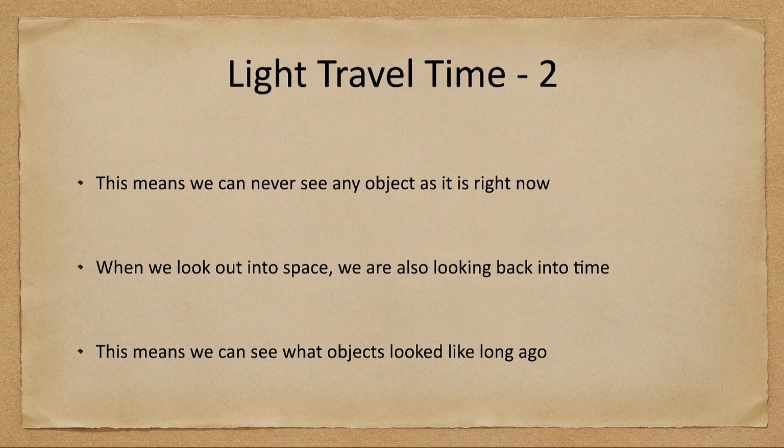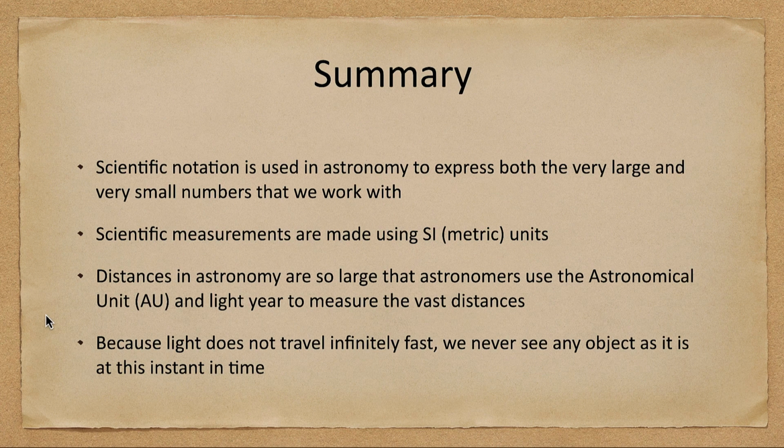So let's go ahead and finish up here with our summary. We talked about scientific notation as a way to express both very large and very small numbers. We talked about scientific measurements being made in the metric system of units. And we said that distances are so large that we use things like the astronomical unit and light year to measure these great distances. And finally, we talked about how light not traveling infinitely fast means that we can never see any object as it is at this instant in time.